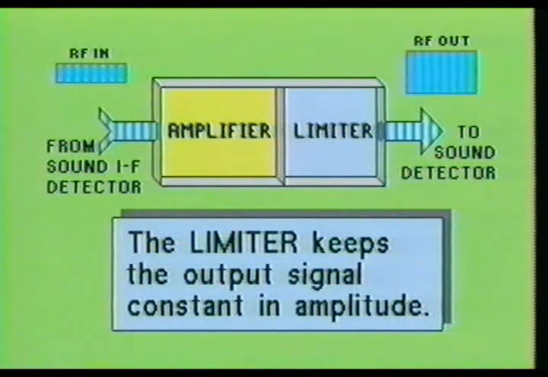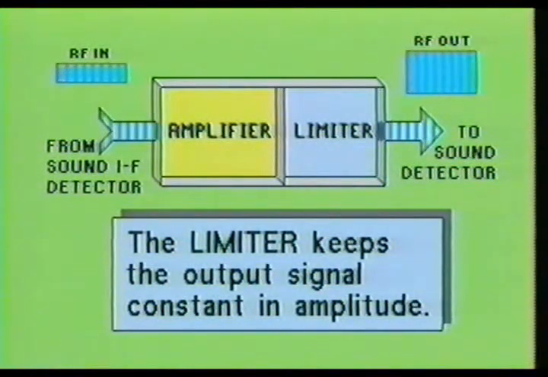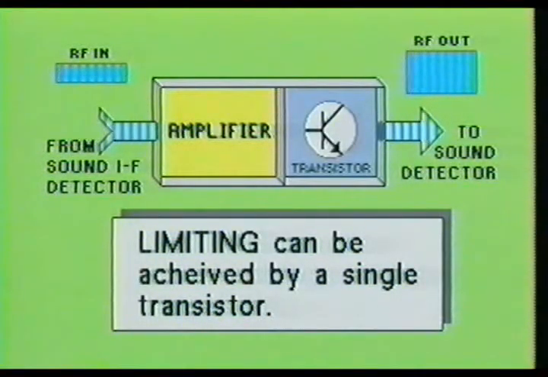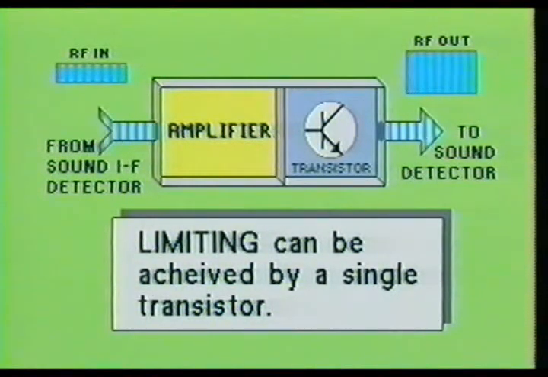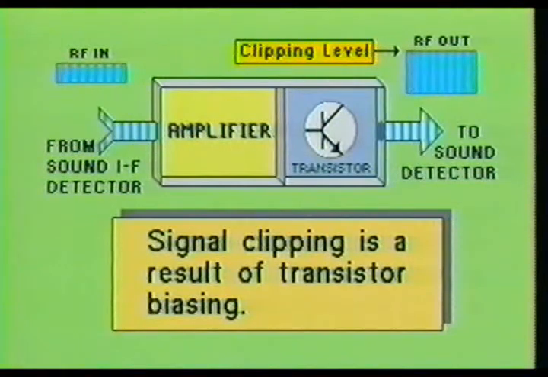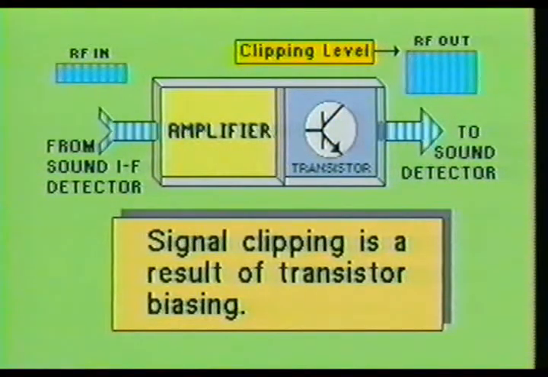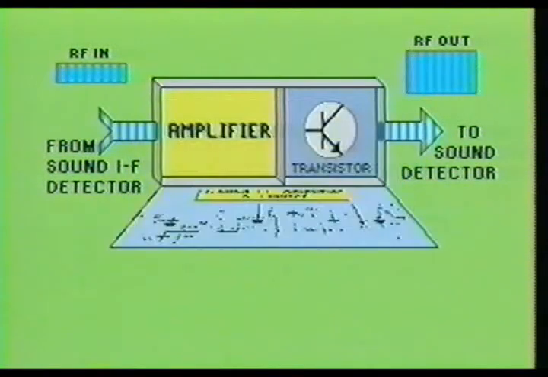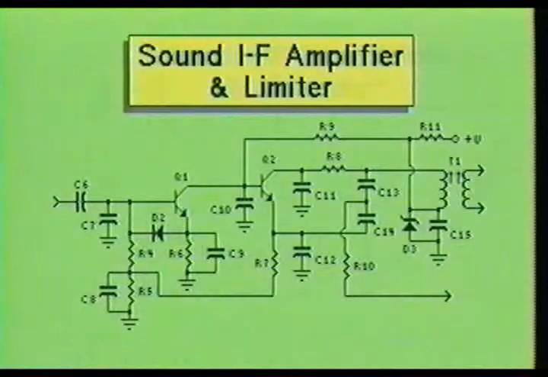Bear in mind that a distortion-free FM signal requires that the FM carrier must remain constant in amplitude. This limiting function can be achieved by a single transistor located just before the output of the sound IF amplifier stage. The clipping process is achieved by biasing the transistor's base lower than normal so that the top of the FM waveform is clipped. Now let's examine the sound IF amplifier stage to see how it operates.